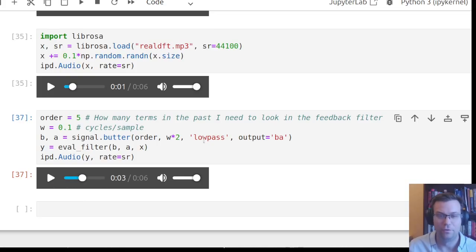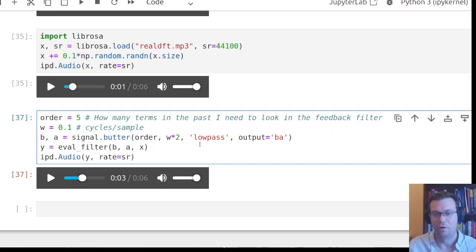So I don't know. Maybe it sounds better. I do lose some of the fidelity in the higher frequencies though. So this is not the best denoising technique out there, but it's one.